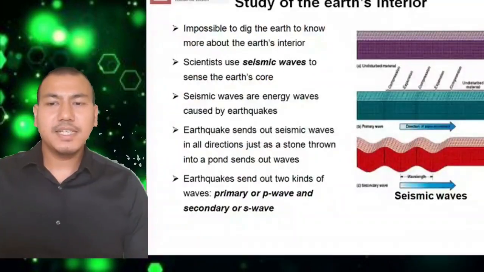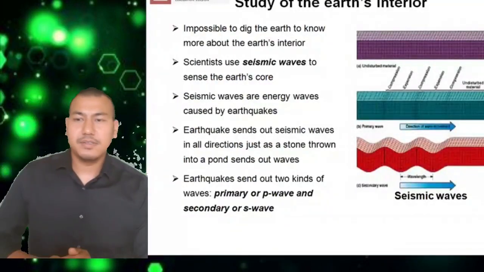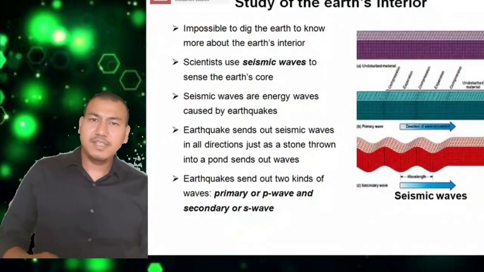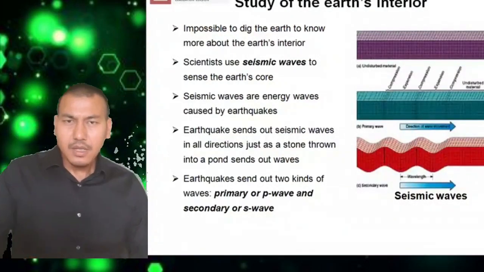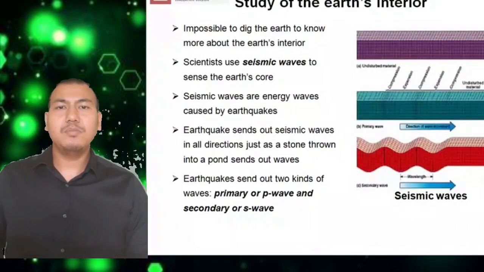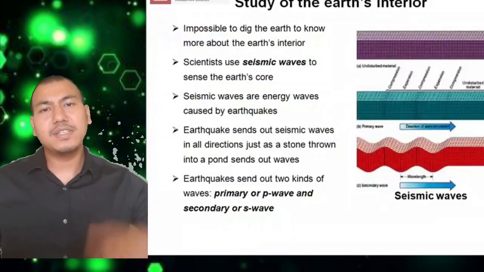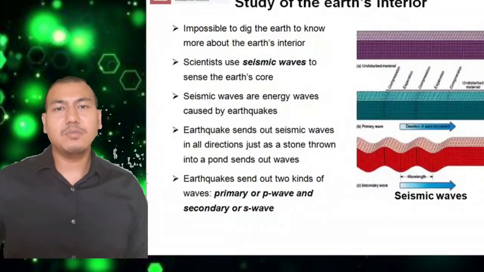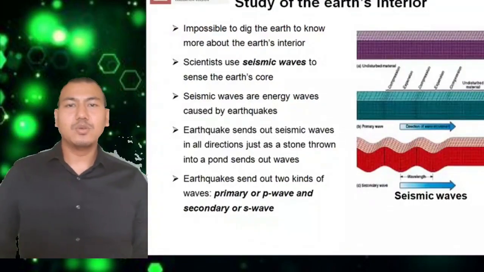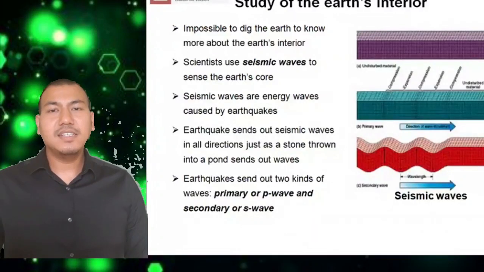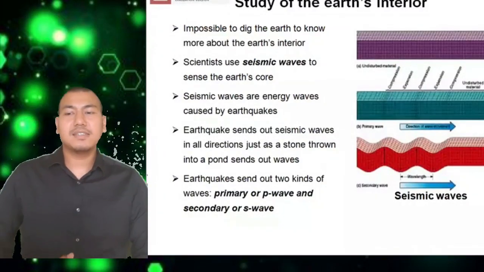Now let's study about the earth's interior. It is impossible to dig the earth to know more about its interior. So scientists have discovered many things regarding the interior of the earth, but it is almost impossible for us to go deep inside the earth. That is, we are not able to reach the inner core or outer core of our earth till today. So scientists use seismic waves to sense the earth's core.